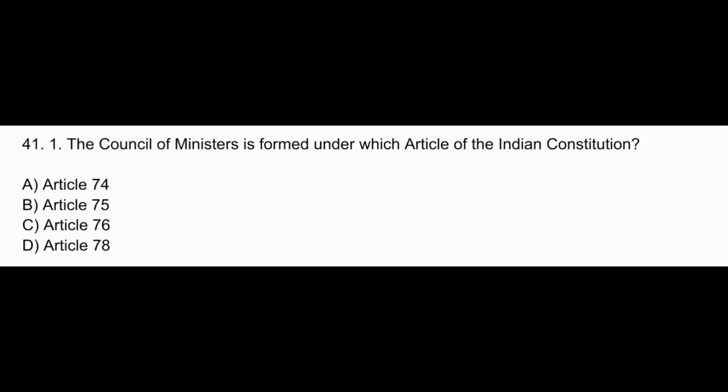Next question. The Council of Ministers is formed under which article of the Indian Constitution? Option A, Article 74. Option B, Article 75. Option C, Article 76. Option D, Article 78.